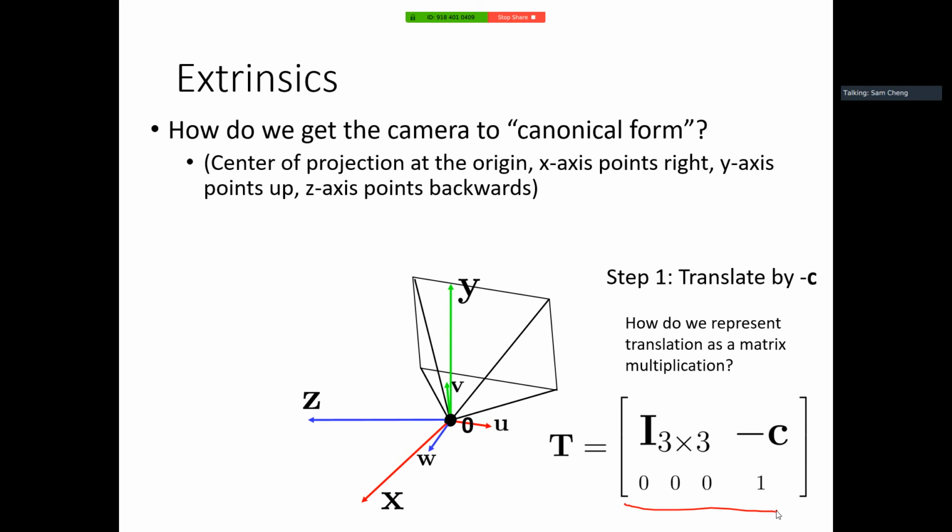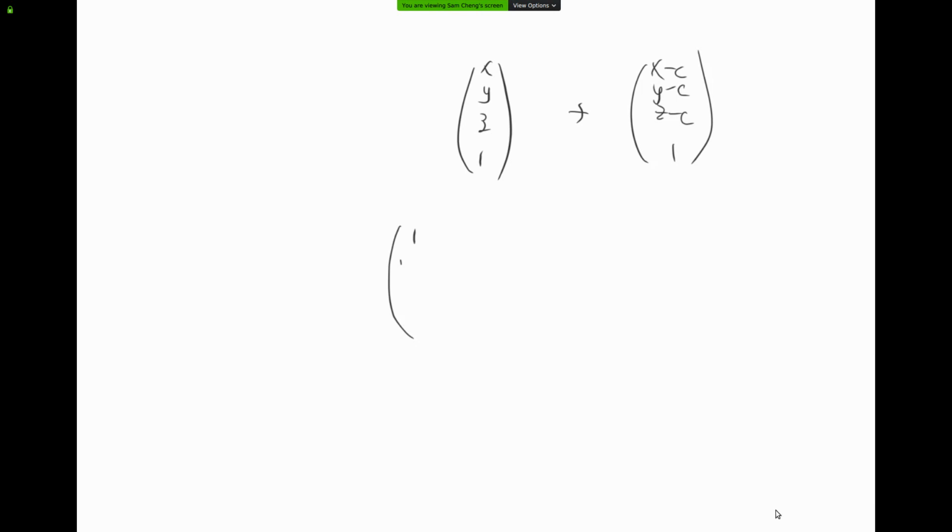So I have the original coordinate, let's say x, y, z, 1. Now I transform it to x minus c, y minus c, z minus c, and 1. This corresponds to multiplying by a matrix with 1, 1, 1 on the diagonal and minus c, minus c, minus c, 1.